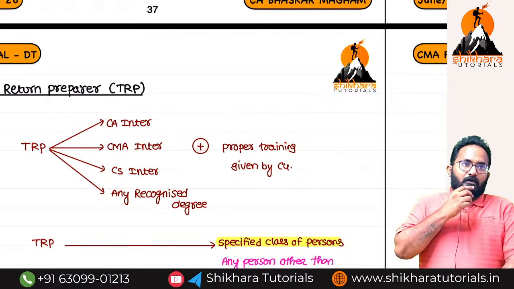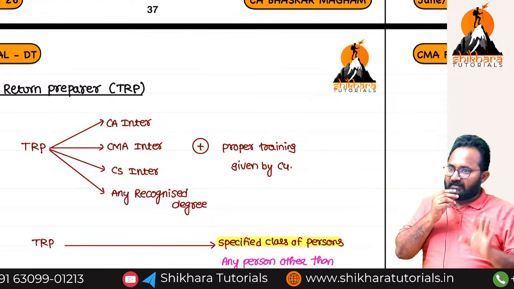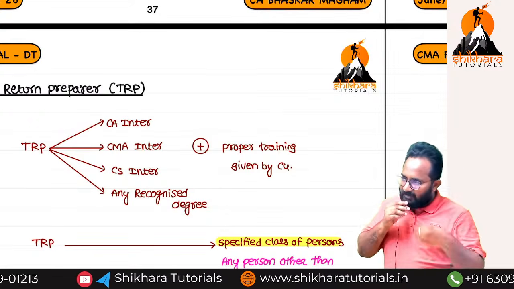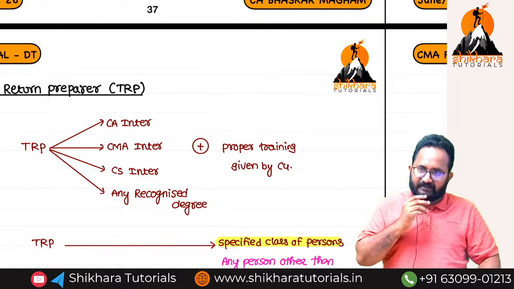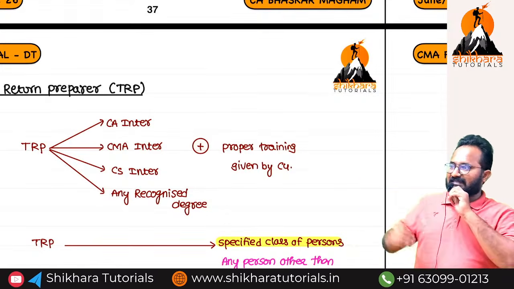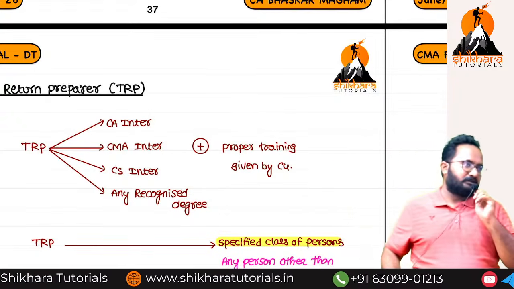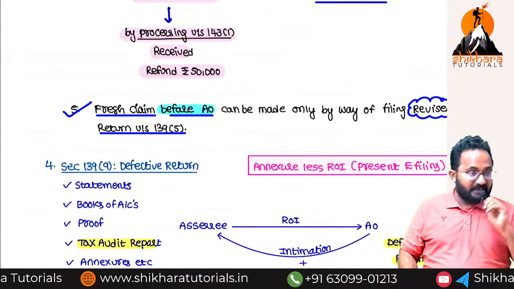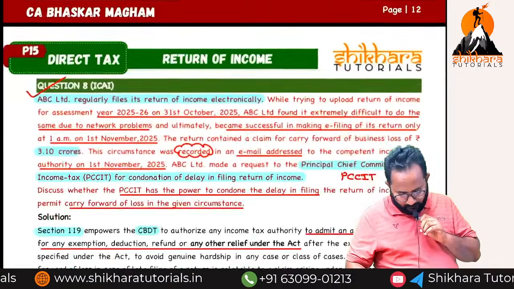Last one, a fresh claim before the AO: we can file the revised return only. If you want to claim anything freshly, that may be a refund also, or any fresh expenditure as a deduction, how can I say these things to the AO? Only one way. What is it? Revised return. What is the section number for the revised return? 139. Fine. Okay. Please open the workbook now.